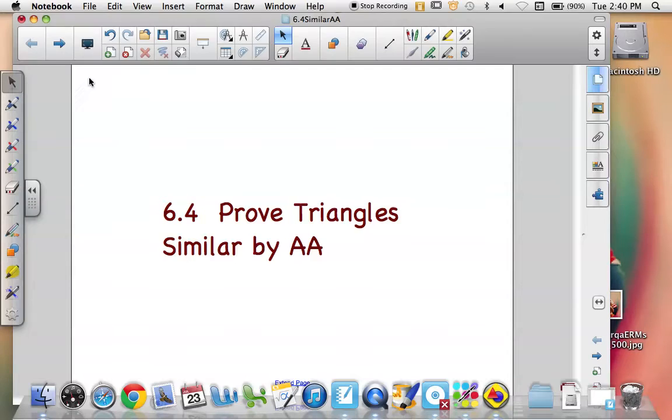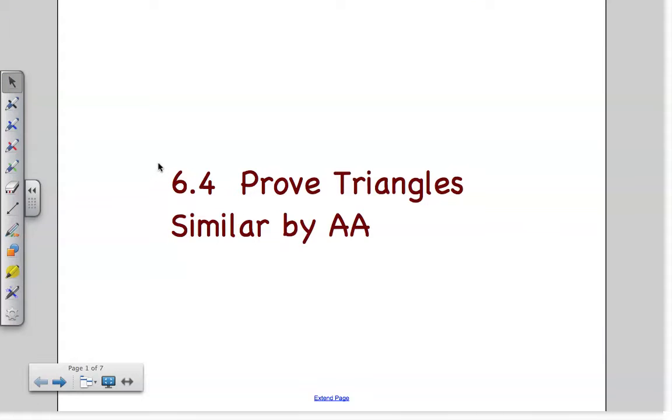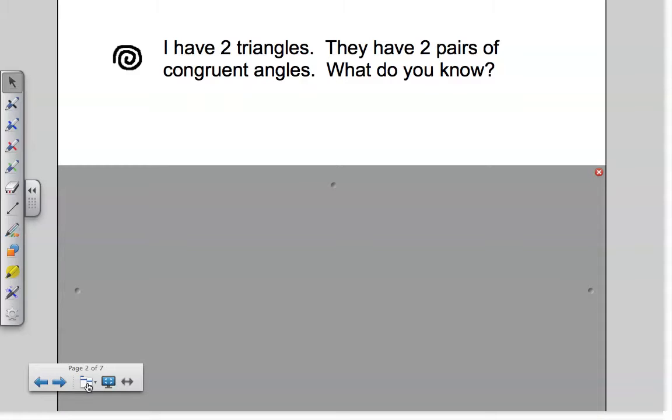In section 6.4, we're going to prove that triangles are similar by using angle-angle similarity. A few chapters ago we talked about congruency shortcuts for triangles. We're going to be looking at some shortcuts that prove that triangles are similar in this chapter. And angle-angle will be the first one. And we've already talked about if you have two triangles, and I know they have two pairs of congruent angles, what else do you know?